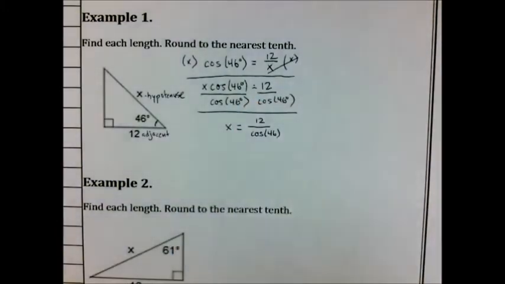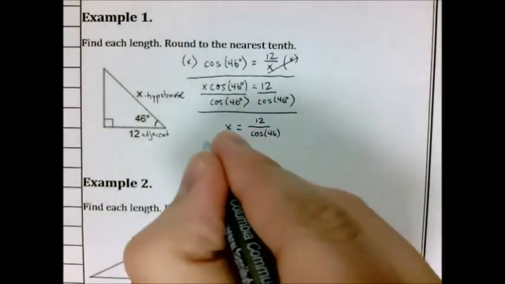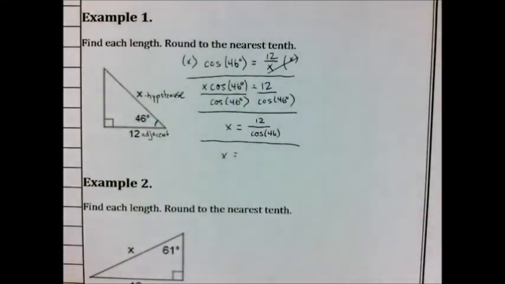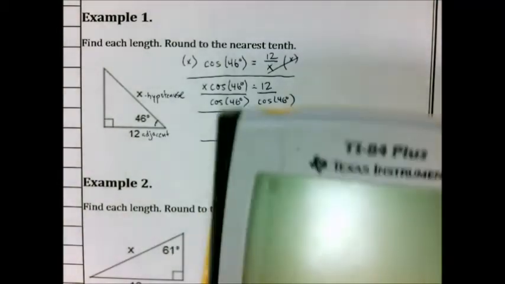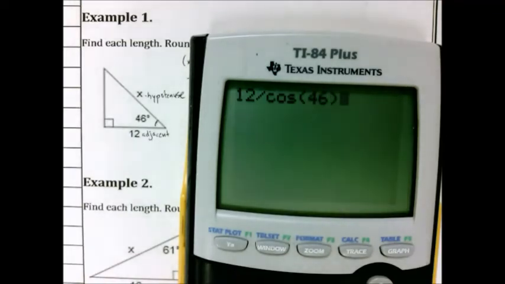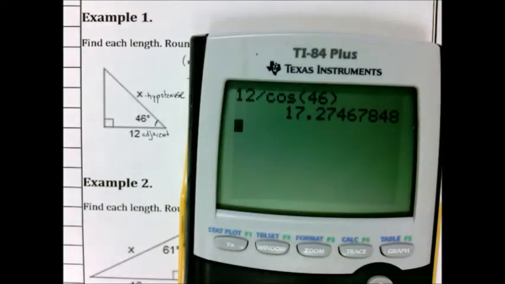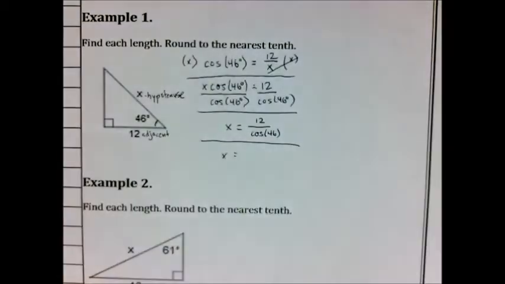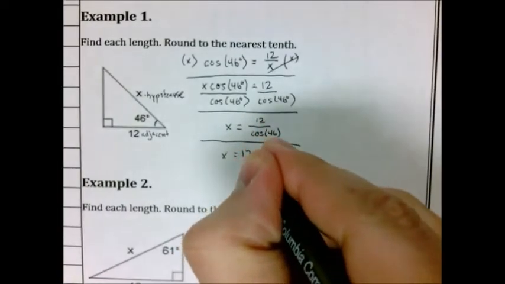Okay? Now we can actually solve for what x is. And you cannot really do this by hand. You kind of have to use a calculator here. And so we're going to get our calculator and we're going to do 12 divided by the cosine of 46. And that'll tell us what x is equal to. So 12 divided by the cosine of 46. And if you press enter here, it's going to give you this number right here. Okay, now it said to round to the nearest tenth. That means this 7 rounds the 2 up to 3, which gives us x as 17.3.